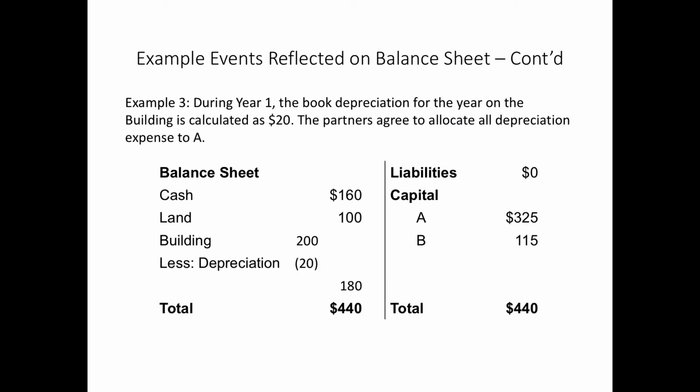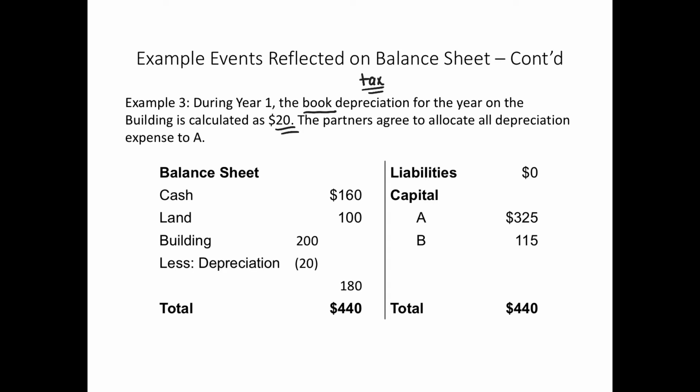All right, we're continuing on. Again, this is a rolling example. During year 1, the book, so we're not worried about tax yet. We're not doing tax depreciation. The book depreciation for the year on the building is calculated as $20. So they calculate that, we're told the book depreciation.